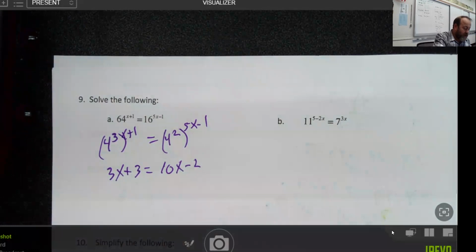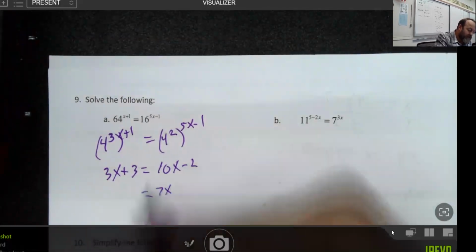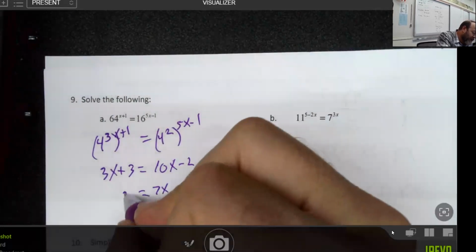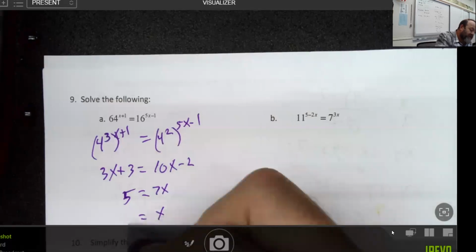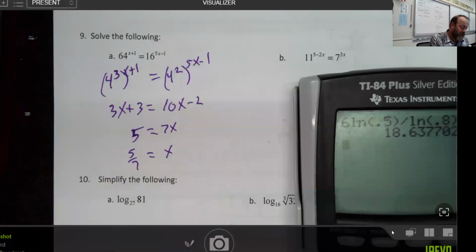Doing a little bit of distributive property here, let's just move things around, subtract 3x from both sides, add 2 to both sides, which should give me 5, and x would be 5/7. Now keep in mind, as I spoke to you guys in class, it's really smart to take something like 5/7 and store that as a.